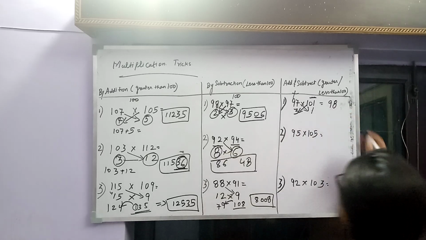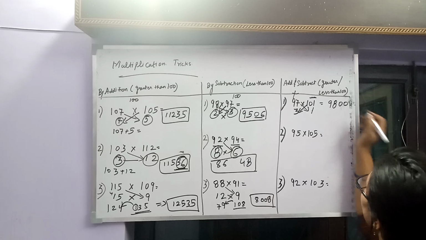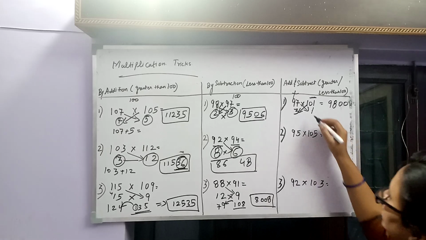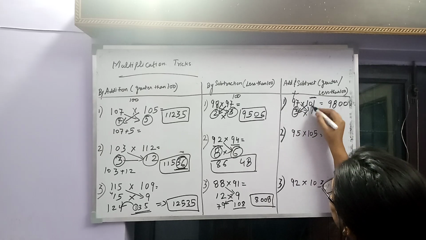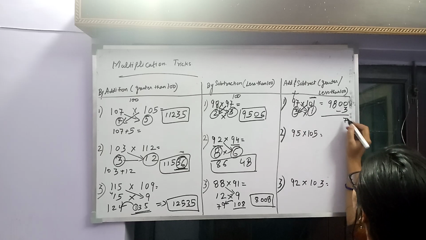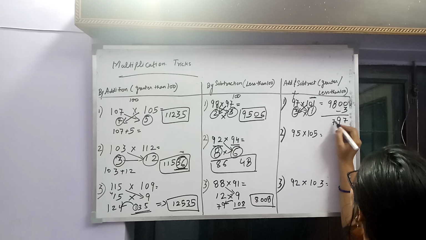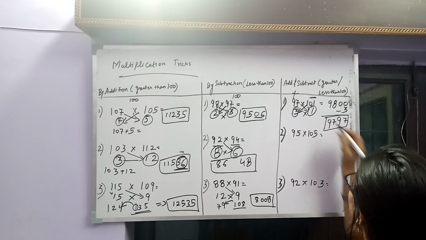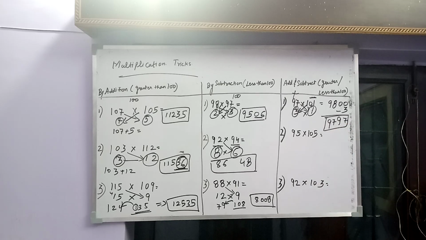Now what we have to do? We put 2 zeros here, and then we multiply these numbers: 3 into 1 is 3. We will now subtract. So this is our answer for this type of question.